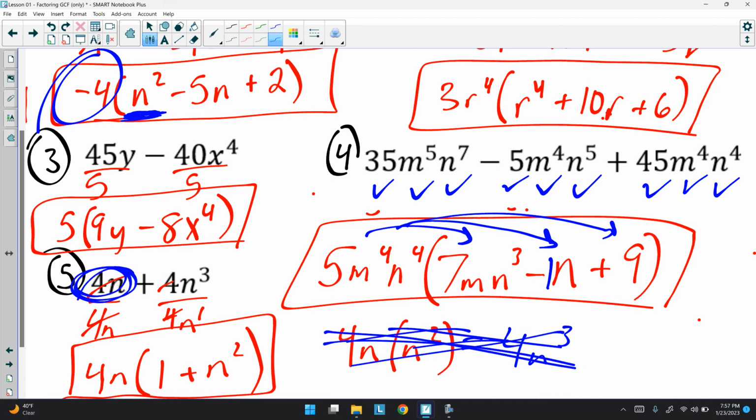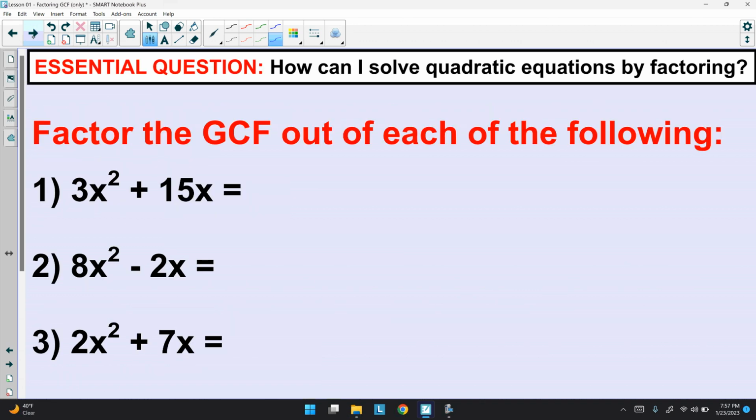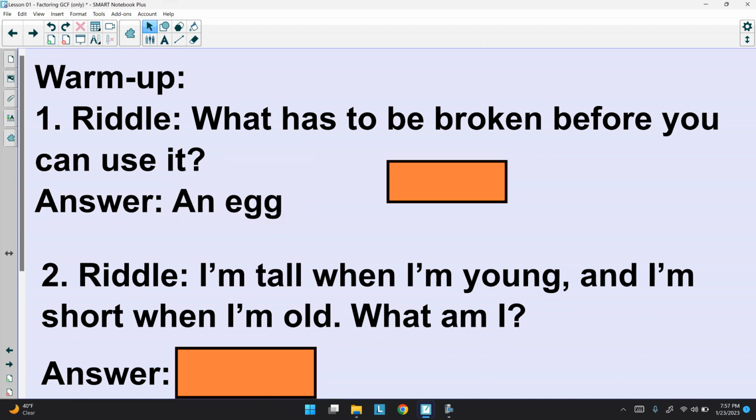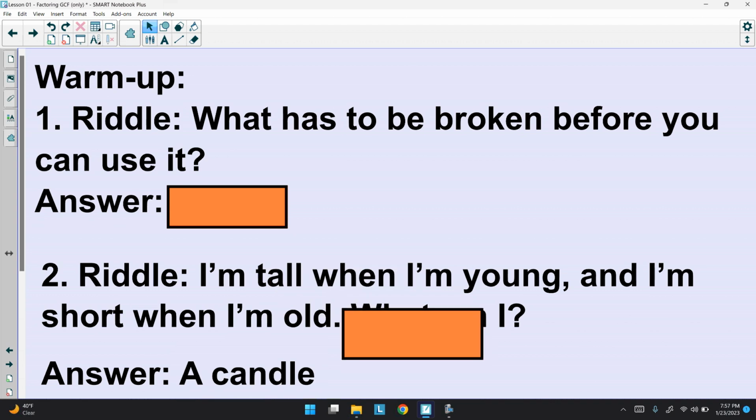Okay? I think I had a riddle on this next page, but we'll skip that. I mean, well, you know, if you really want to know. What was broken before you can use it? A lot of you said glow sticks. It was supposed to be an egg. I'm tall when I'm young, and I'm short when I'm old. What am I? A candle. I think a lot of you said pencil. You know, those are good answers.